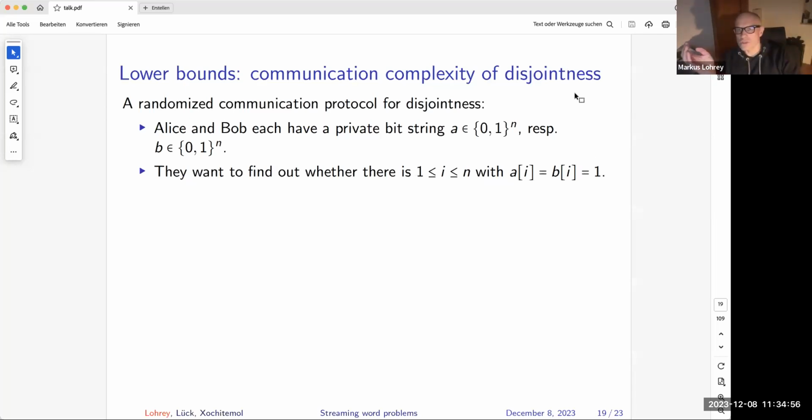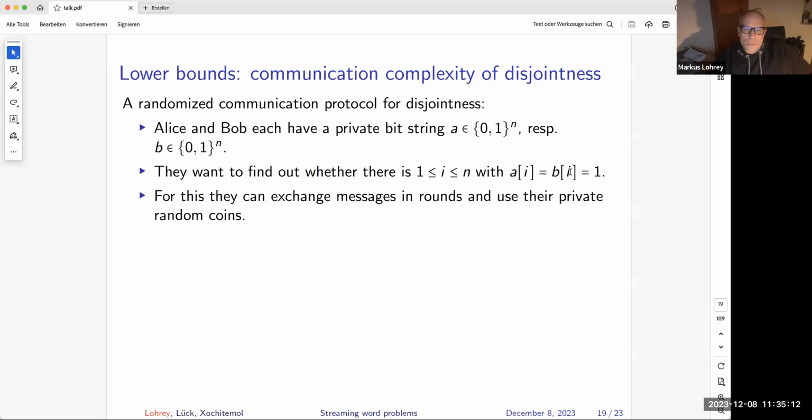So why is it called disjointness? Well, you can view this bit string as a set, the set of all positions where you have a 1 in the bit string, and similarly for B. This condition simply means that these two sets are non-disjoint. They want to find out this, and they cannot do everything. They have to stick to a protocol, and in this protocol they can exchange messages. Alice can send some bits to Bob, then Bob makes some internal computation, sends some bits back to Alice, and so on for several rounds.